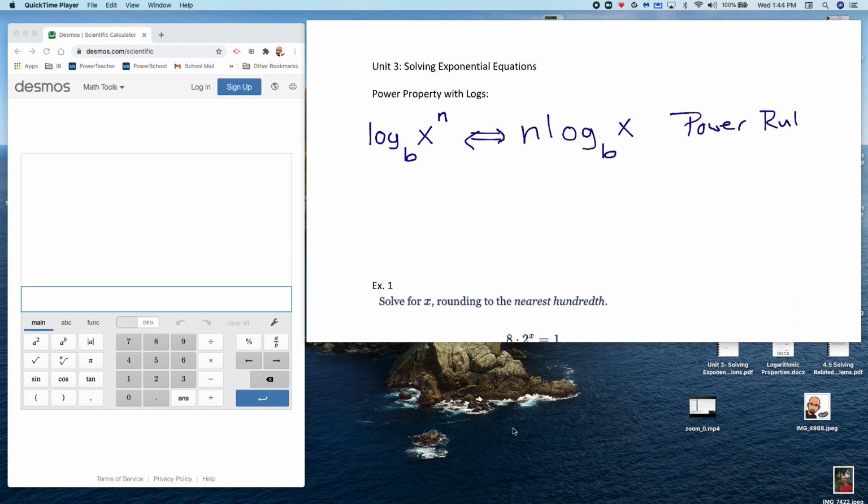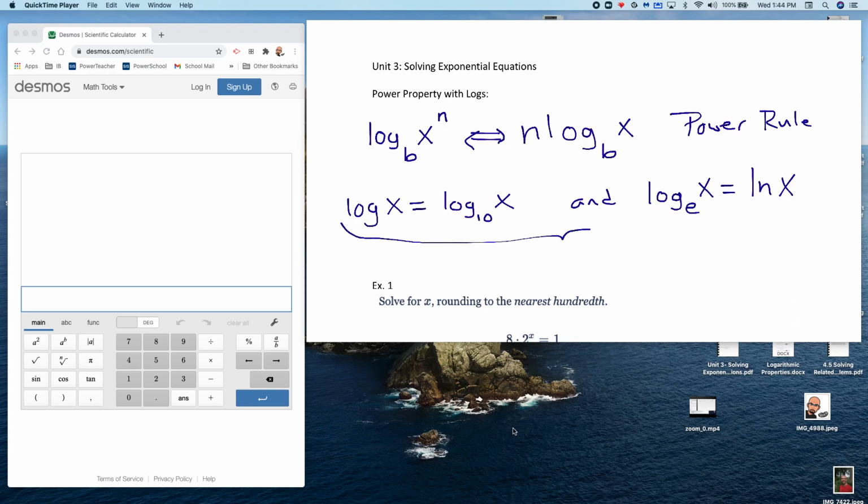It's what maybe people would think of as the power rule for logs. The other thing I want you to make sure of is if we write log x, that's the same thing as writing log base 10 of x. And if we write log base e of x, that's the same thing as writing the natural log of x. Both of these are how a calculator works.